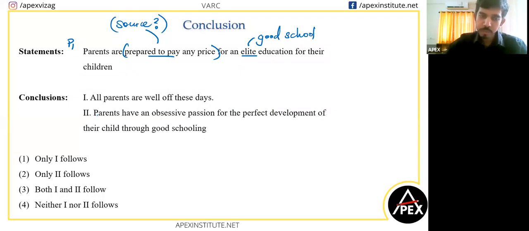So from this statement, can we judge that parents are well off? No. This is something that cannot be judged because the author has not commented upon where the source of money is coming to pay for it. So this is invalid. And parents have an obsession for the perfect development of their child through good schooling. Yes. But this is why they are willing to pay any price for an elite education. So this is a valid conclusion. So here we have only two follows, not the others.